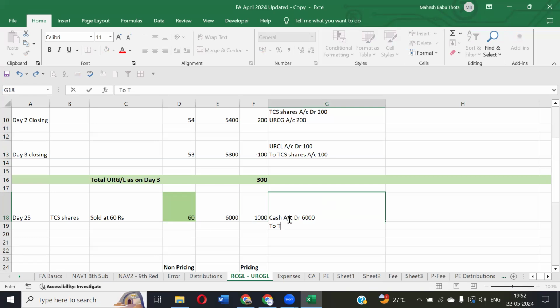Why are we creating the TCS shares? Because we sold the TCS shares. We are selling it out, so it's going out. As per real account, we have to credit. How much? 5,000 rupees only. As per the cost only we have to account. Then what is the gain? Capital gain, the 1,000 rupees. Why do we have to credit this capital gain 1,000 rupees?